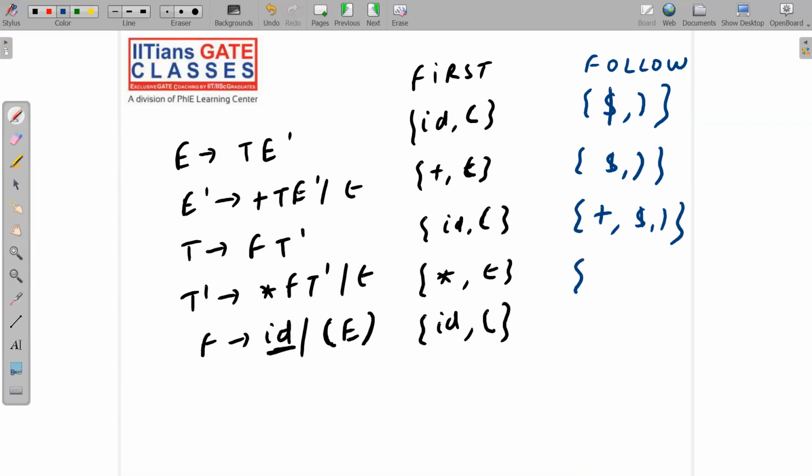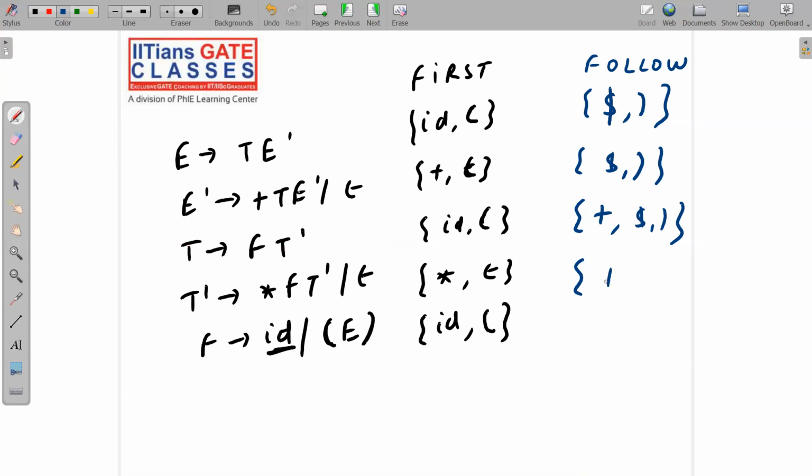Next is follow of T dash. I think you all will be comfortable with all these things now. So you just have to find T dash in the RHS of the production rule. Try to find T dash anywhere. Yeah, we are getting T dash here. So follow of T dash will be follow of T.